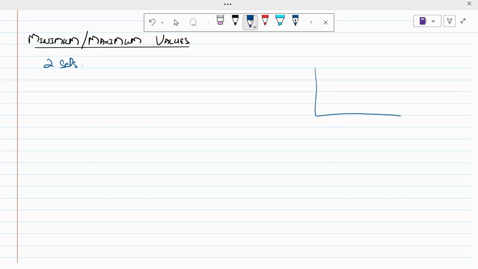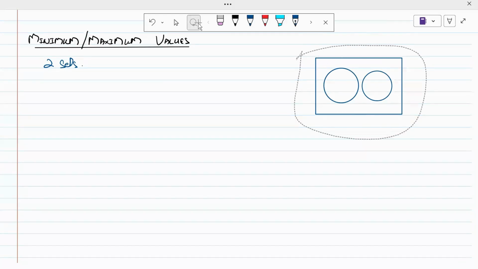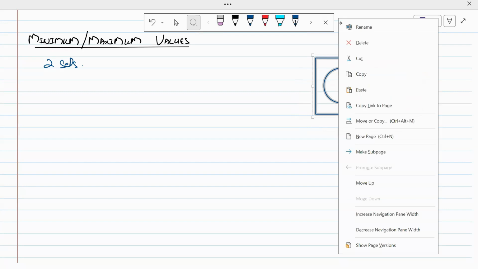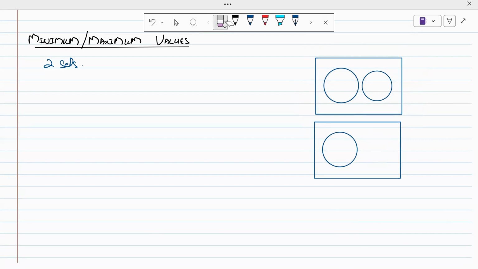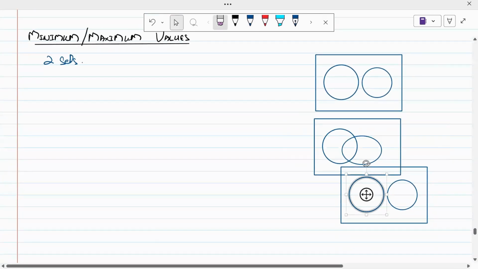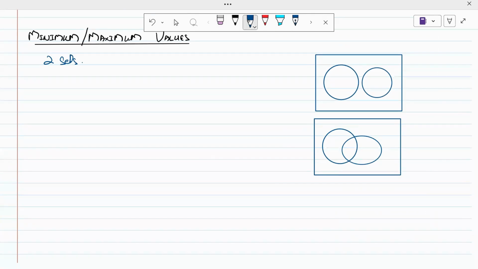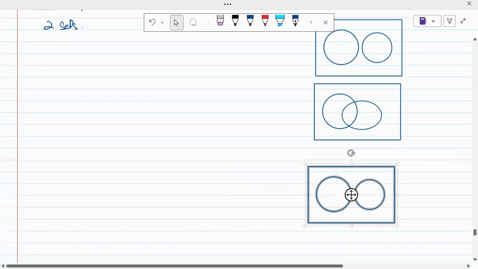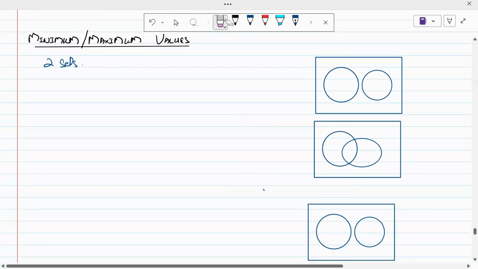The first one is disjoint sets. The second possibility is intersecting sets. And the third possibility is subset.